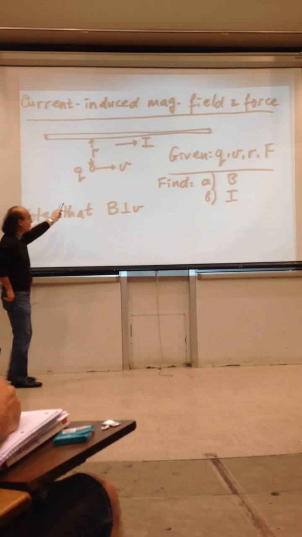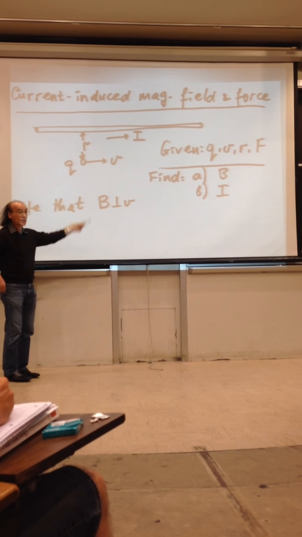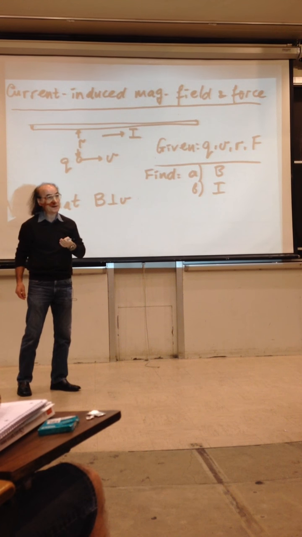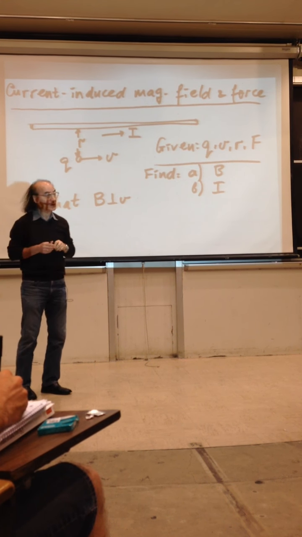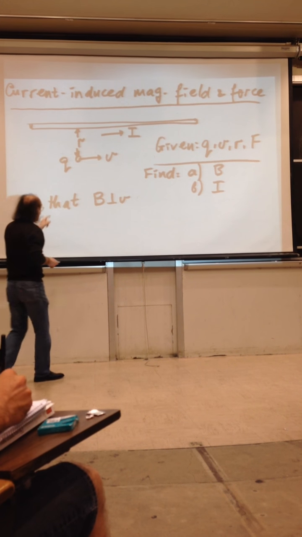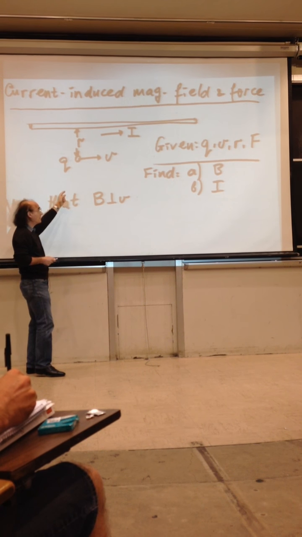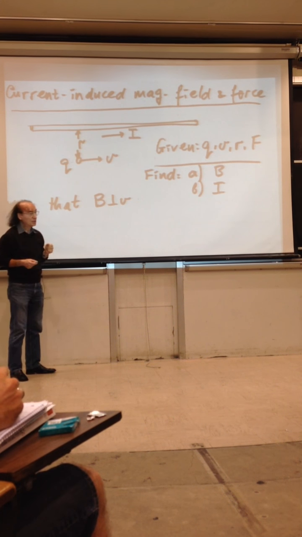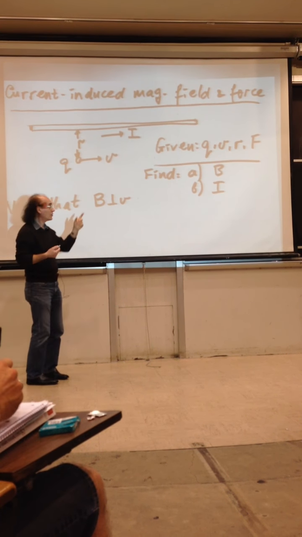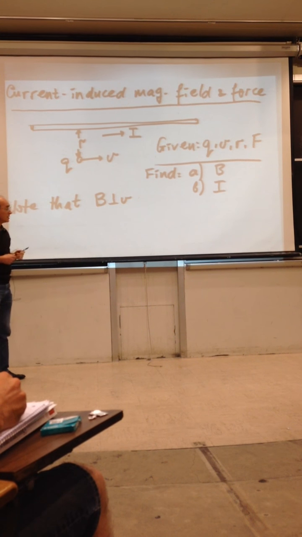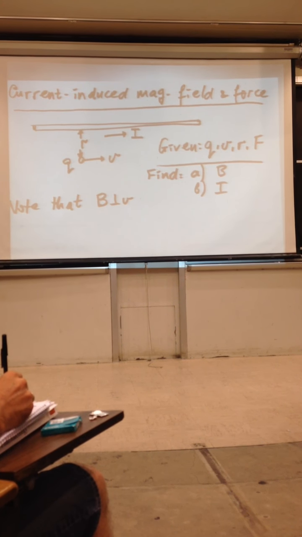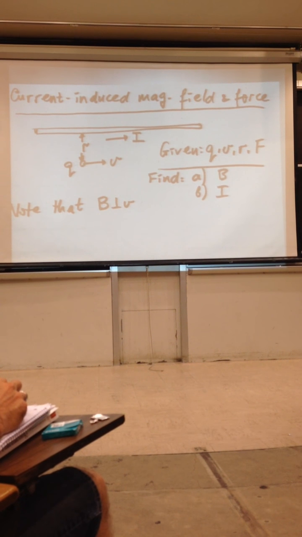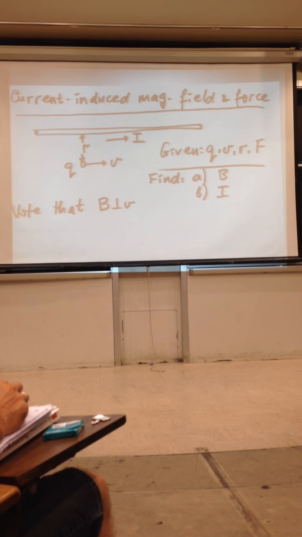And when it moves in this direction, the current creates a magnetic field, right? Now you have a charge moving in a magnetic field, and there's a certain magnetic force which is given. You know that when this charge moves with this speed, a distance r from the wire, it experiences a magnetic force which is given. You should find the magnetic field created by that wire at that point, and you should find the current, okay?